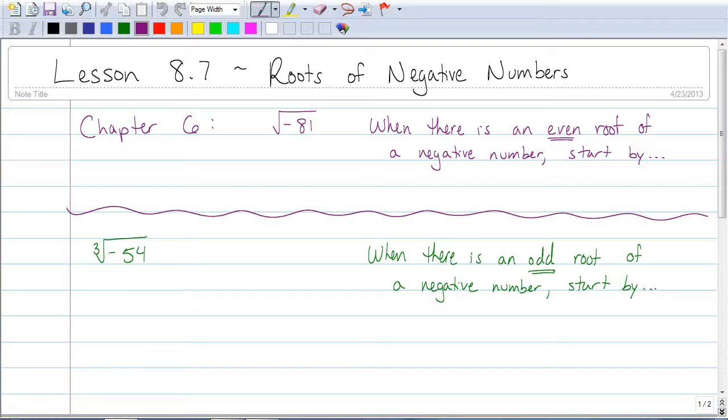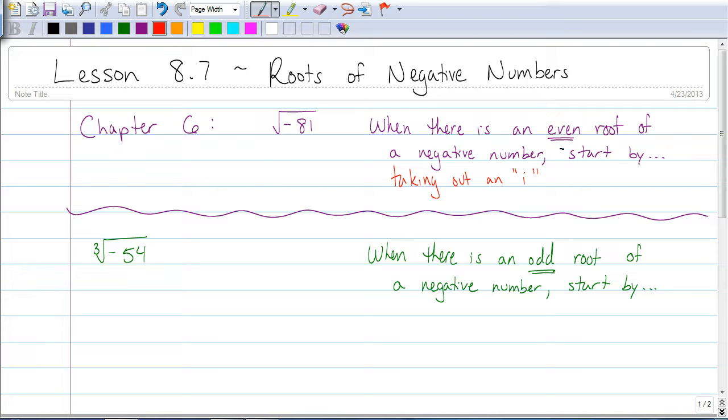Number involved. Now back in chapter 6, we saw the square root of negative numbers. So that was situations dealing with even roots of a negative number. Now remember, when we were taking even roots of negative numbers, the one thing that we did was we started by taking out an I.